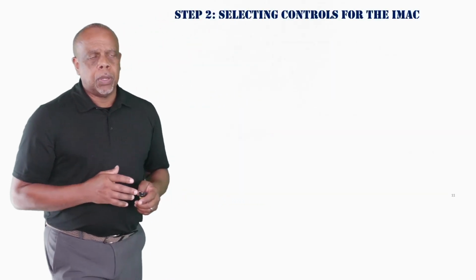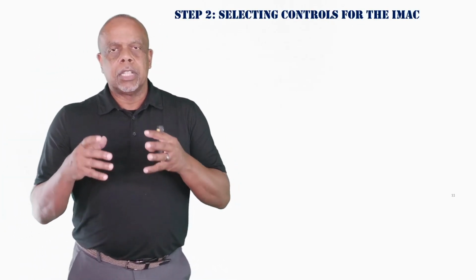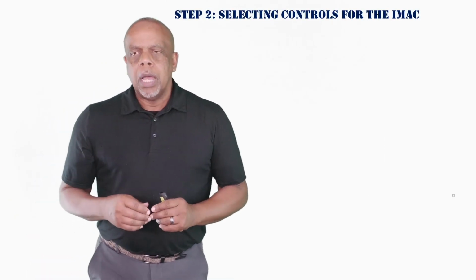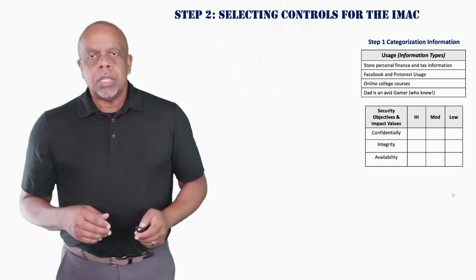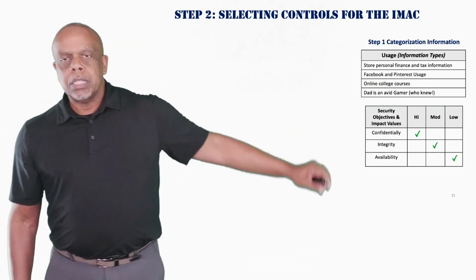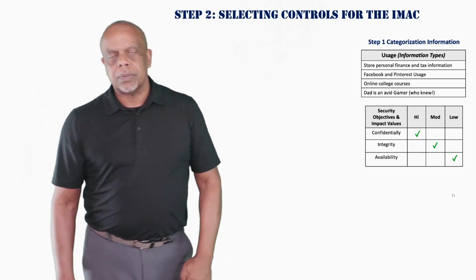Now, let's go to step 2. Now that I have this information, I need to start selecting the controls. What controls am I going to put in place to meet the parameters of my categorization? All right, so this is just a refresh from step 1, okay? Like I say, these are our information types, and this is how we categorize it, right?